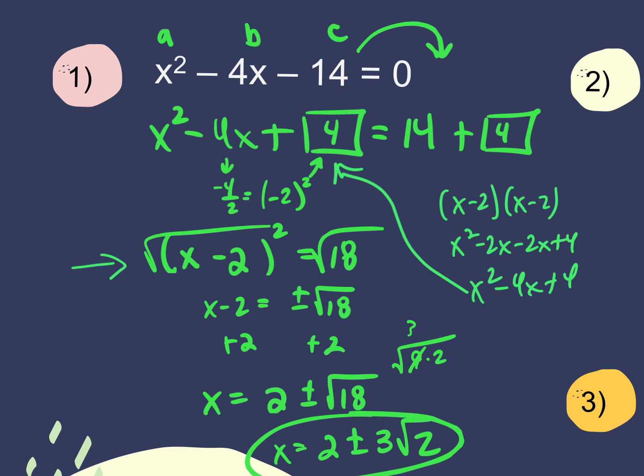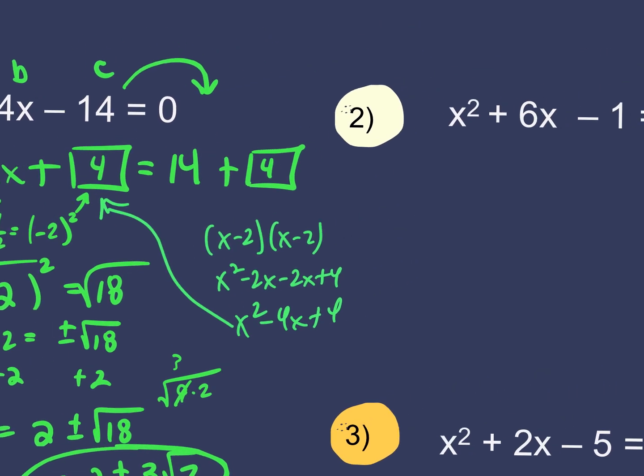Then you take the b term. You divide it by 2. Whatever that result is, that's what goes in your parenthesis on the left-hand side. Then you square it. That's what goes in the box on either side. Every single time, we're going to do the exact same thing. So let's do this one.